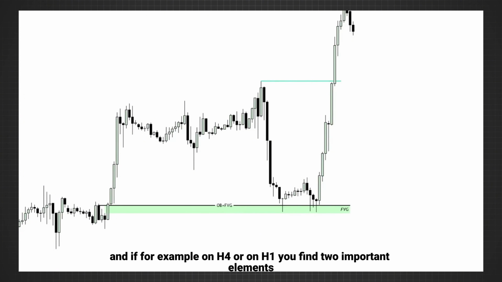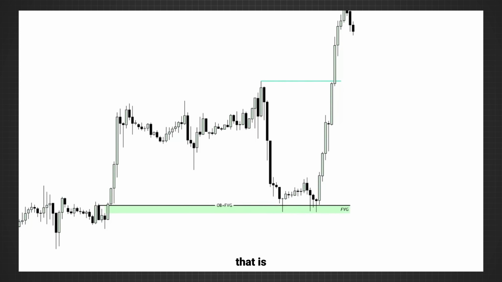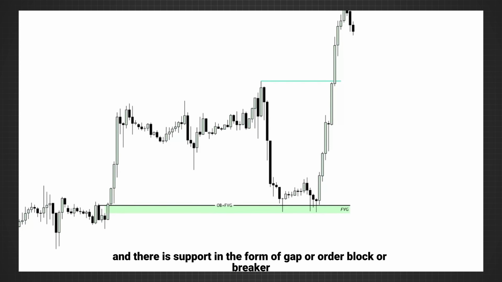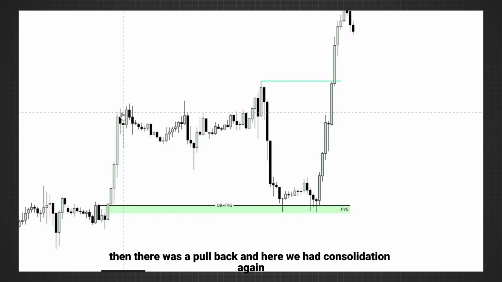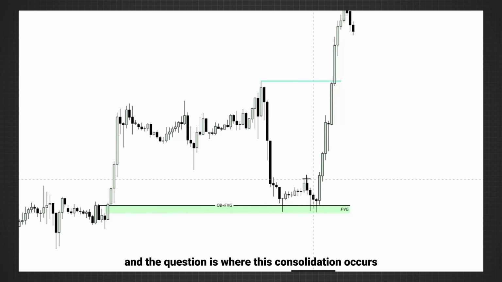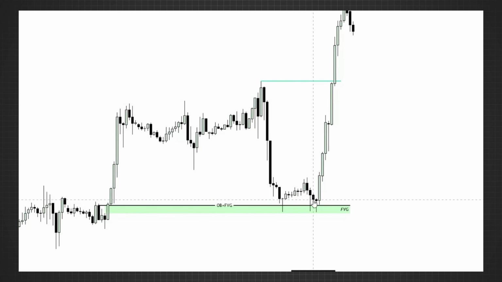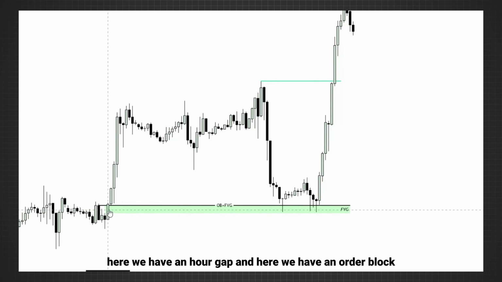And if, for example, on H4 or on H1, you find two important elements. That is, you realize that there is liquidity, to which the price will move, either a gap, and there is support in the form of a gap or order block or breaker, something that will not let the price move further. Here we had consolidation, then there was an impulse movement, then there was consolidation again, then there was a pullback, and here we had consolidation again. And the question is where this consolidation occurs. Here we have an hour gap, and here we have an order block.